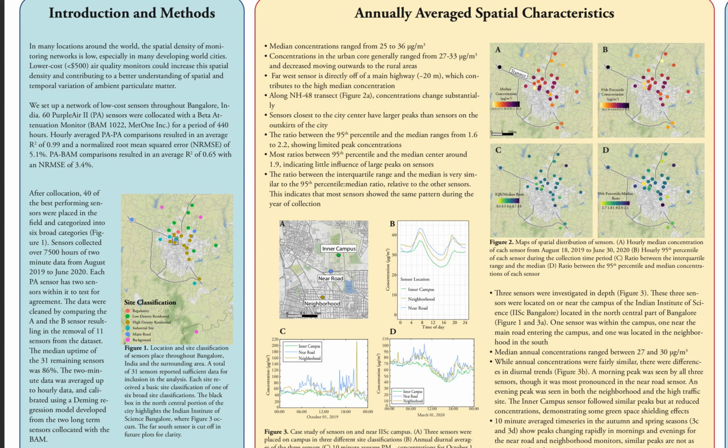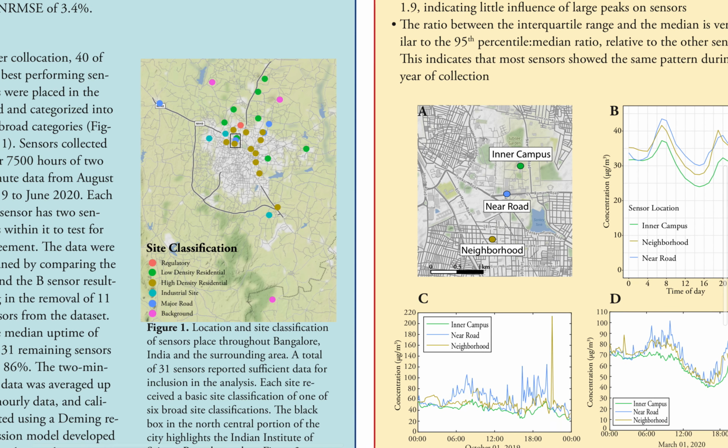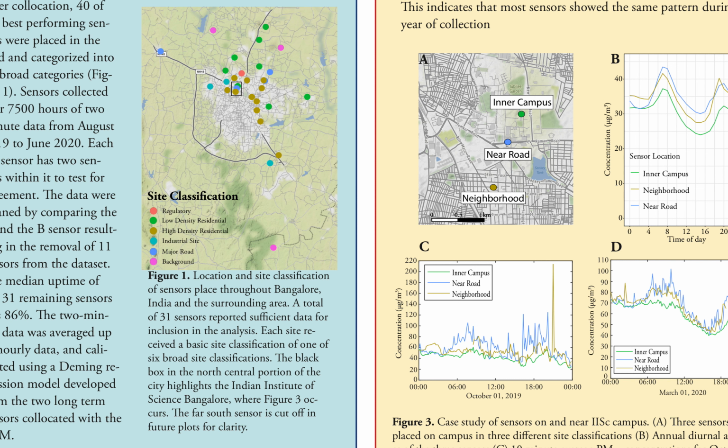After this initial calibration period, we distributed 40 of the best performing sensors throughout the city. Our goal was to diversify our sensor placement based on land use. We also kept 2 sensors at the site with the BAM in order to develop a long-term calibration for our sensors. After the setup, we allowed all sensors to record ambient concentrations of PM2.5.